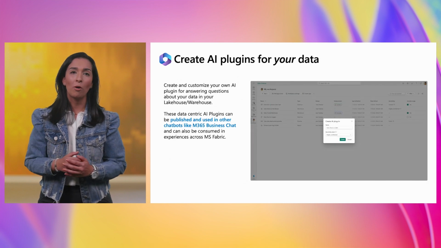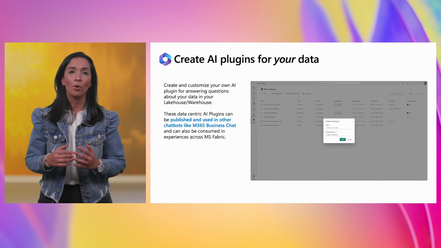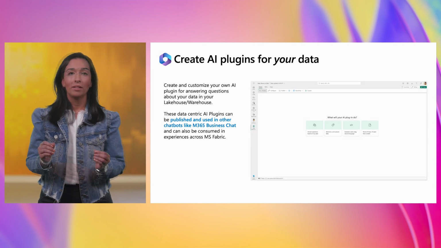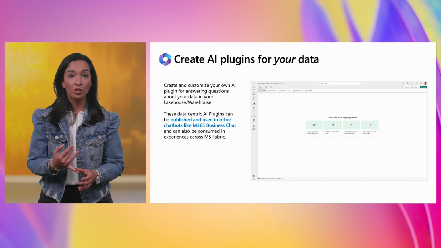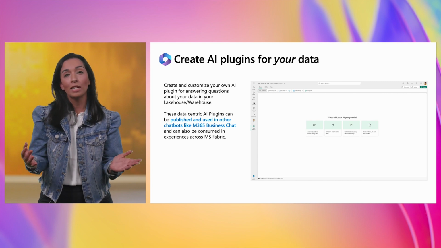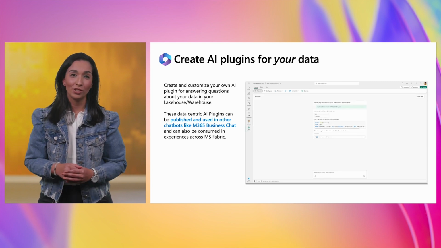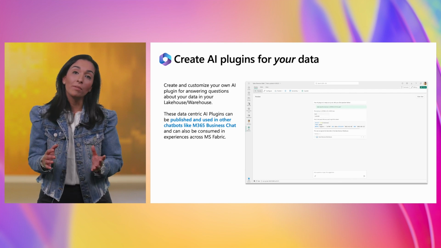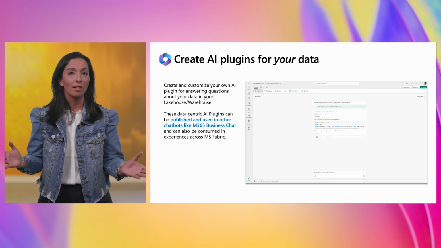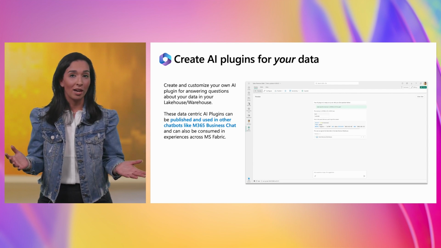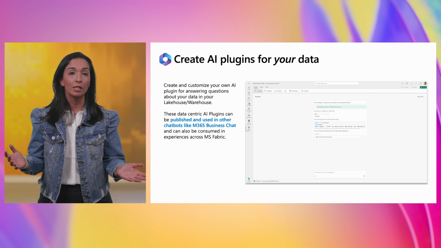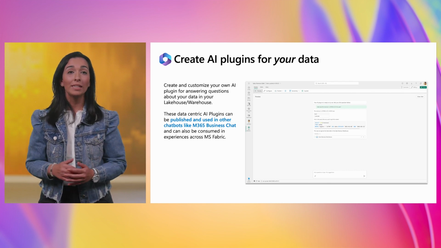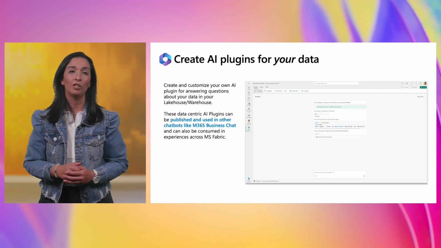But we also want to empower Microsoft Fabric users to create your own AI plugins for answering questions about your data. These items will support security permissions, governance policies, sensitivity labeling, and allow tracking of lineage. These data-centric AI plugins can be published and used in other chatbots like M365 Business Chat, and can also be consumed in experiences all across Microsoft Fabric. We can't wait to release these features to help all our users achieve more.